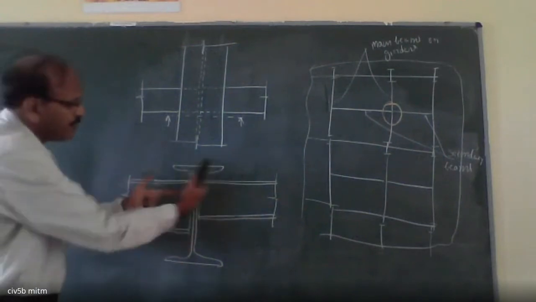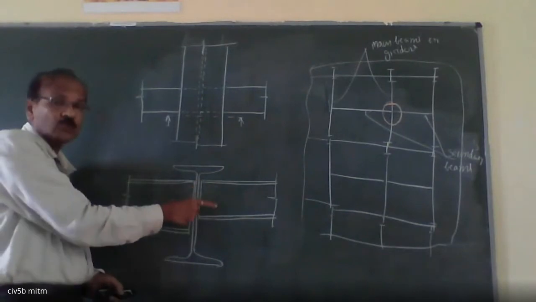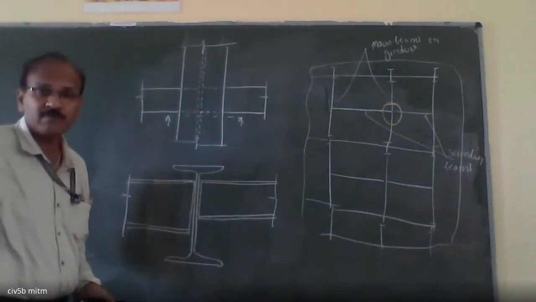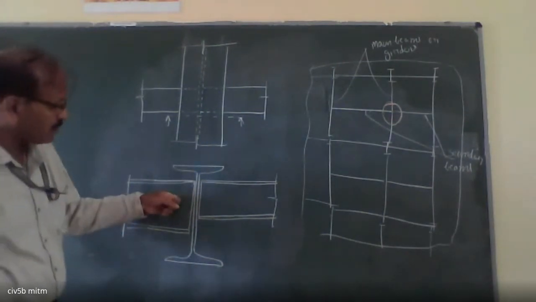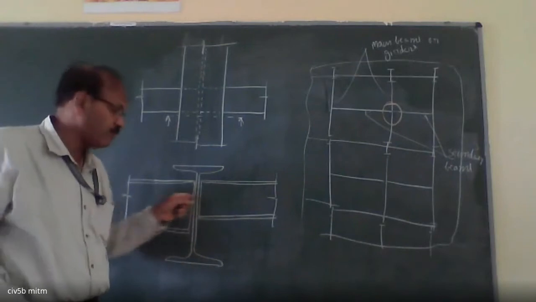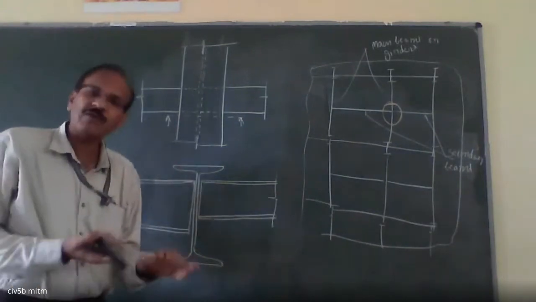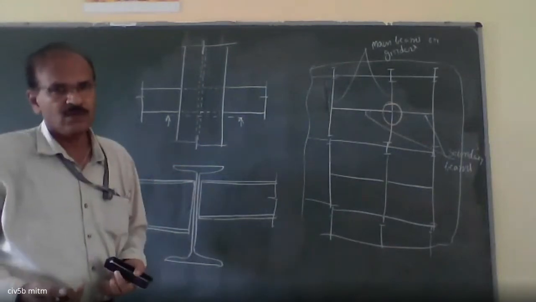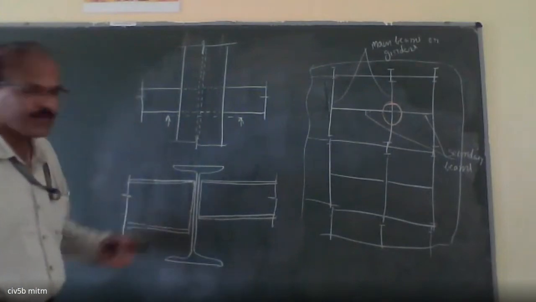Just by placing these two I sections, these two secondary beams sitting on the main beam, you cannot make them work together. To make sure the load gets transferred from these two secondary beams to the main beam, we have to give a connection, a bolted connection or a welded connection. So let us take a bolted connection. How do we give a bolted connection?